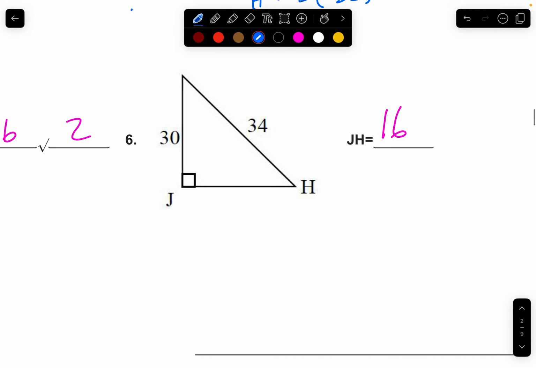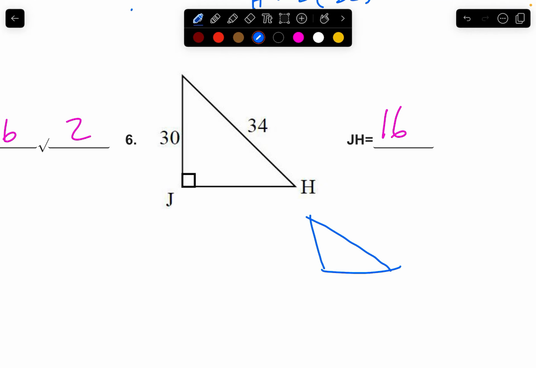Here we just have two sides of a triangle, so we're going to do a smaller similar triangle. Divide by 2 is 15. Divide by 2 is 17. That is an 8, 15, 17, which means that is 8 times 2, which is 16. So what family is it? 8, 15, 17. What's the scale factor? 2.